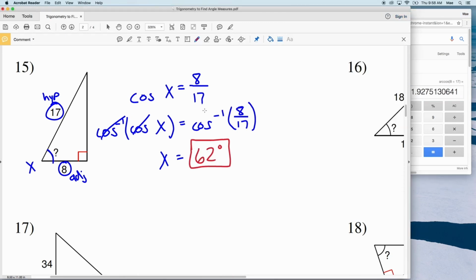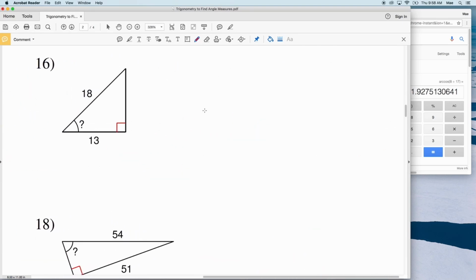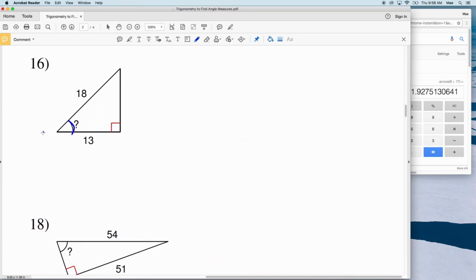For number 15. In number 16, let's go ahead and call this angle A. For this triangle, we're given the hypotenuse and we're given the adjacent side of that angle A. So again, we're going to use cosine. The cosine of angle A is equal to adjacent, which is 13, over the hypotenuse, which is 18.